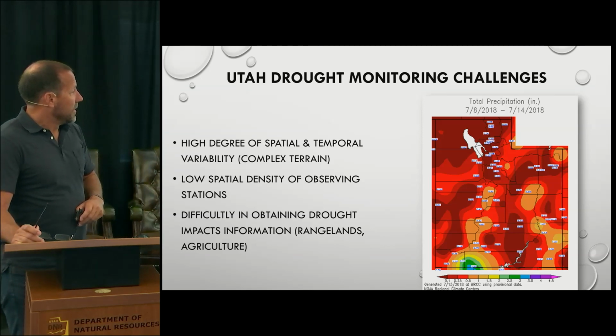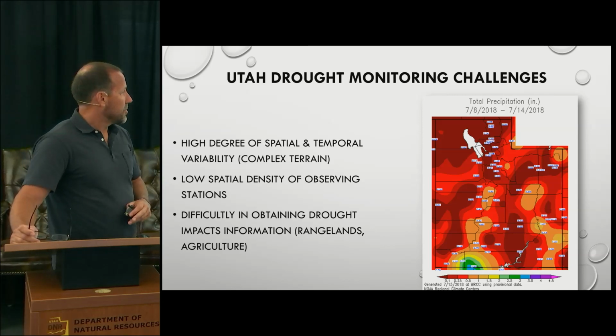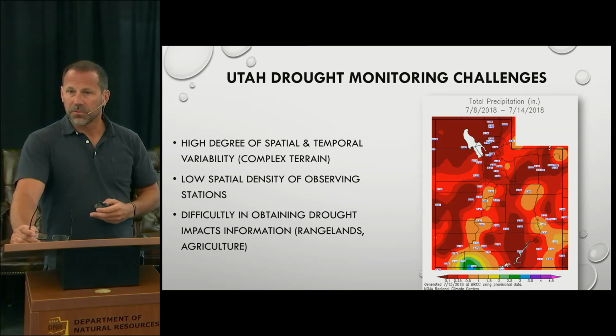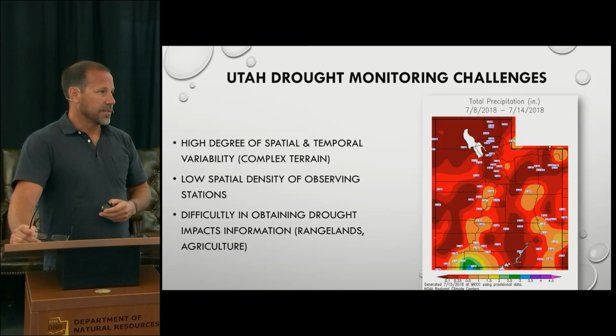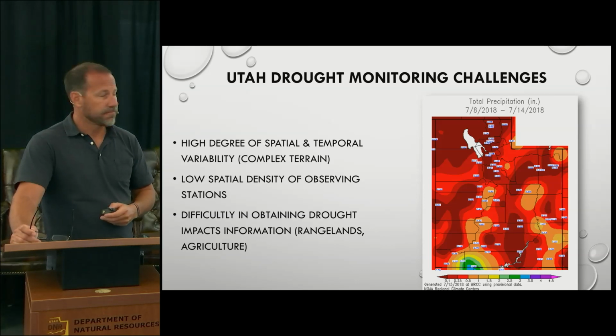You've got big gaps around the state, and it would be nice to see some more stations out there. And as Seth and others mentioned, some of the challenges are that we need to improve our networks and getting drought impacts information from around the state. That would be really helpful for us to be able to get a better idea of how drought is impacting your various ag communities around the state.